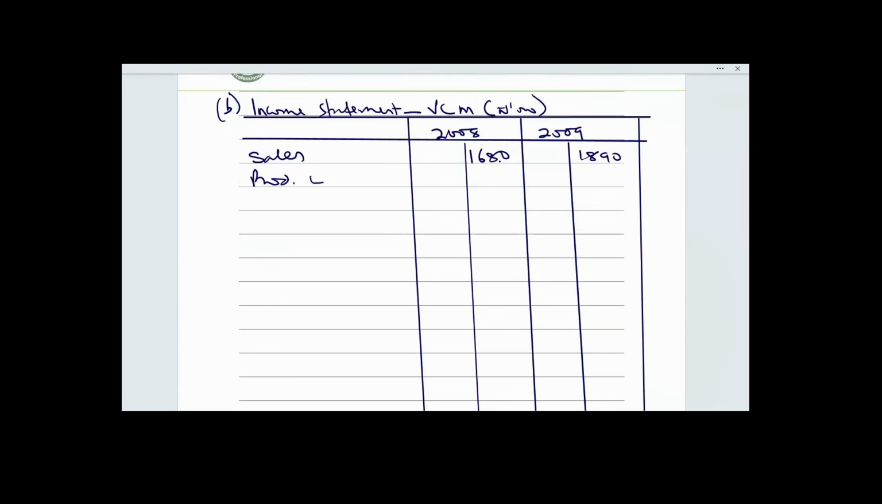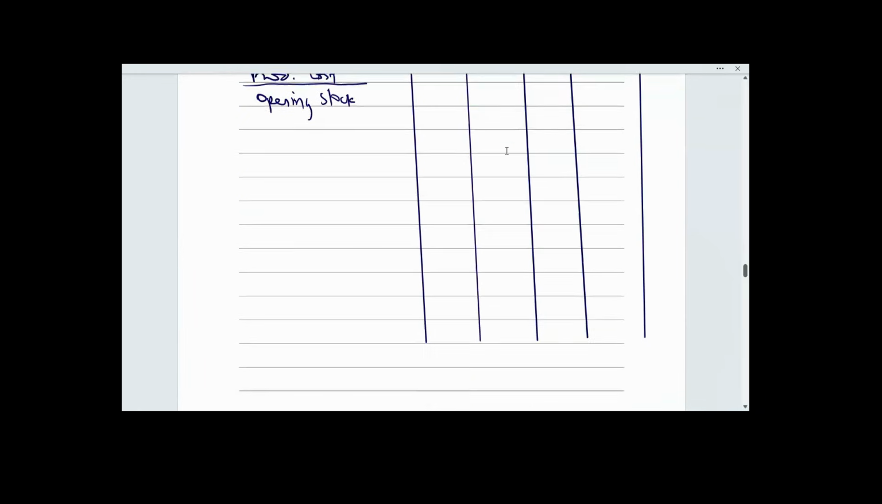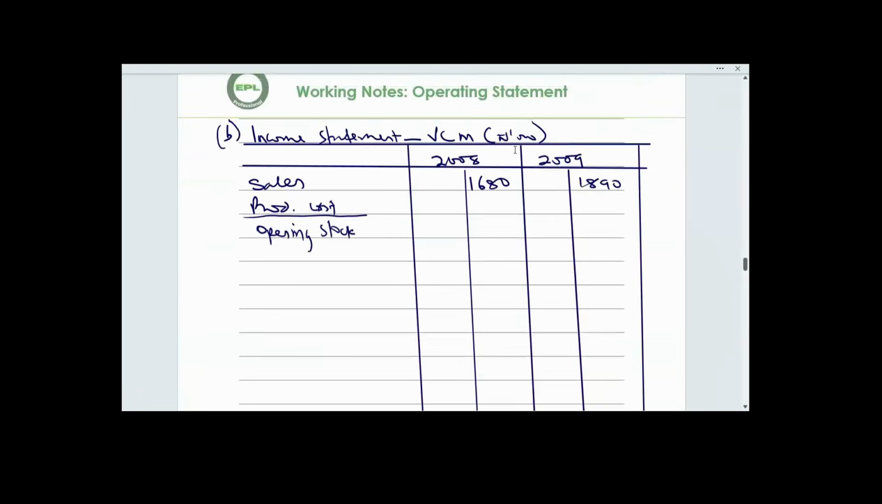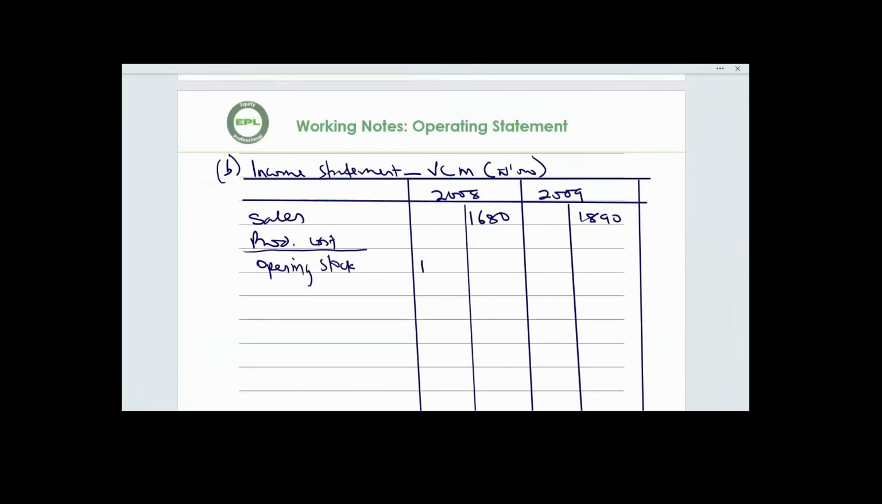Production costs. Under this, we have opening stock. Remember, we are using marginal here. Opening stock, we have done working for that. Opening stock 120.4.